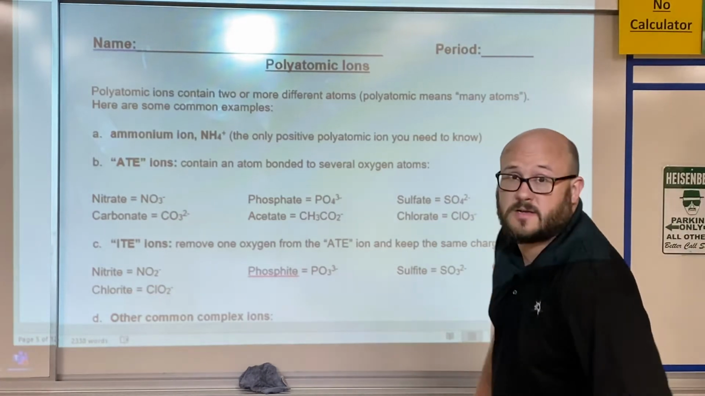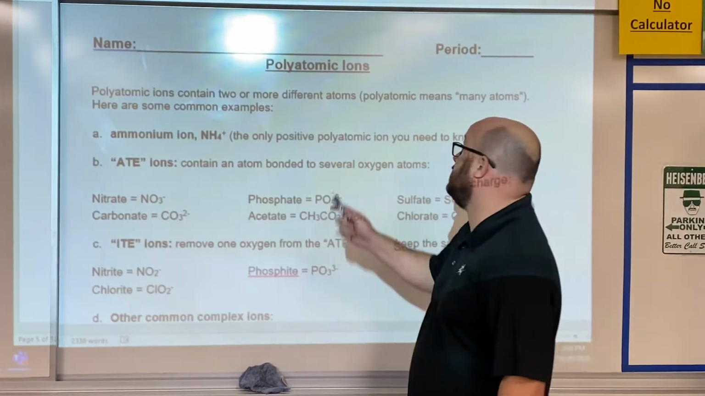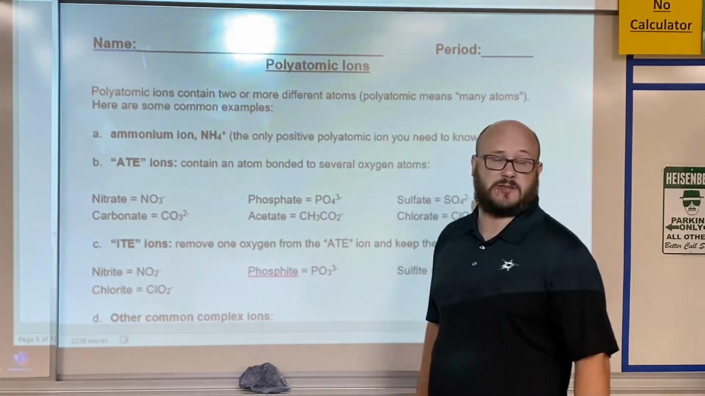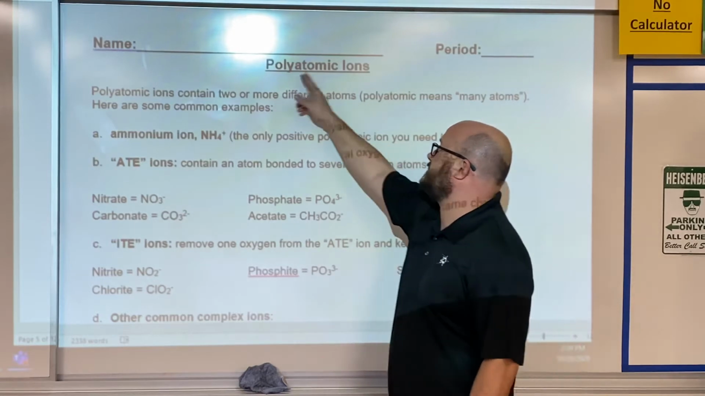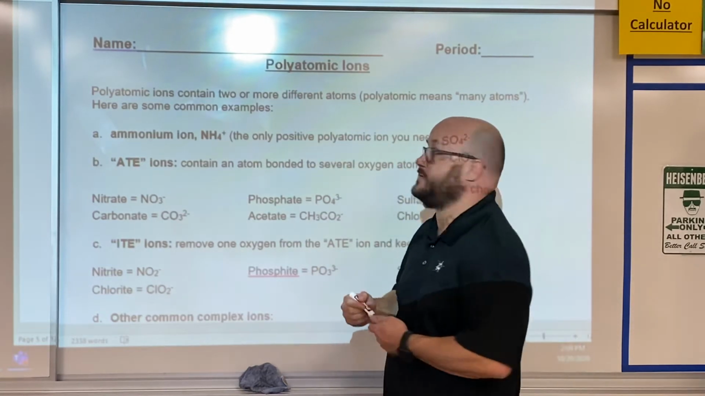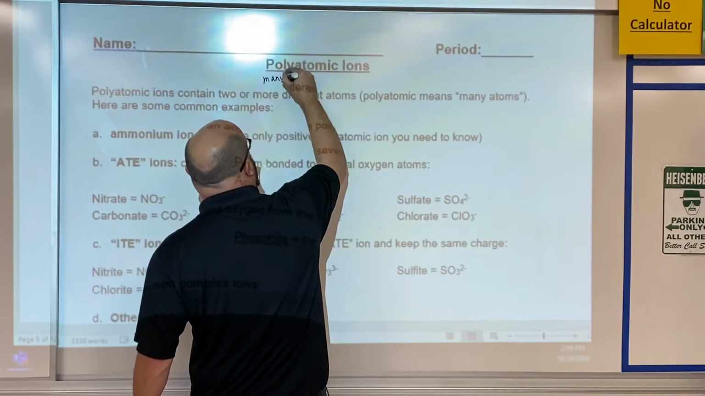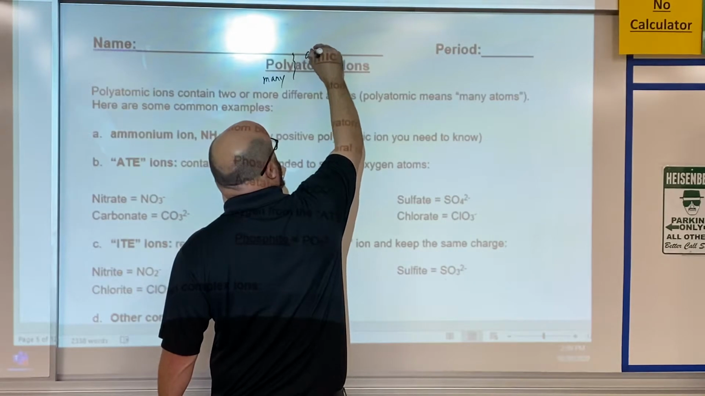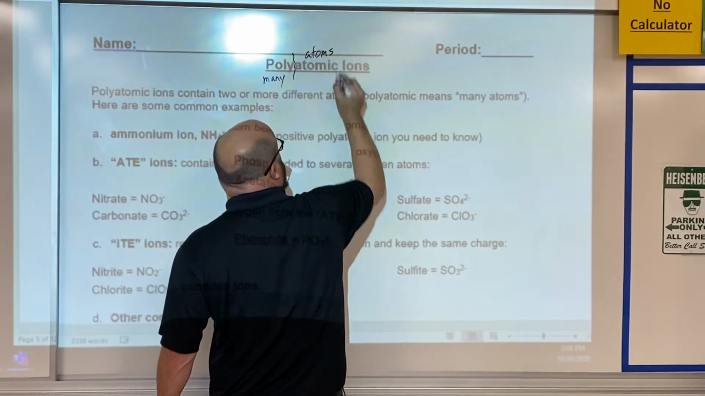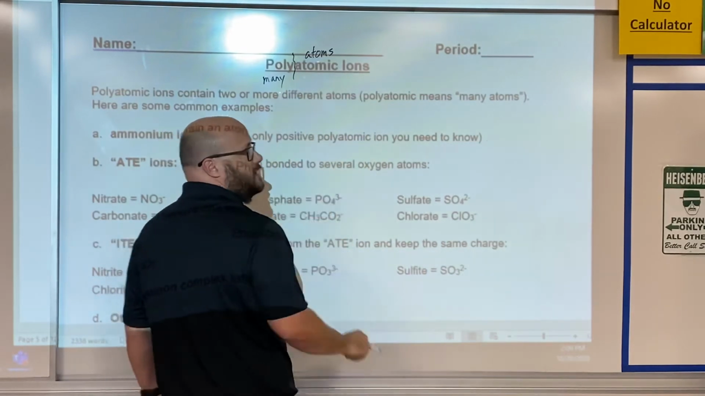Hey class, this is the third video for our ionic bonding chapter, and it's going to be over polyatomic ions and polyatomic ion compounds. The word polyatomic tells you exactly what it is. Poly, meaning many, and then atoms is what atomic stands for. So an ion made of many atoms of different elements.